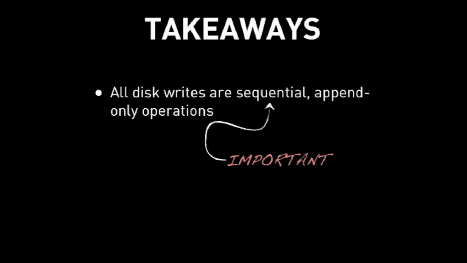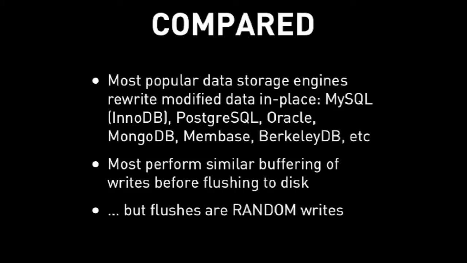Comparatively, most popular data storage engines use B-trees and use systems that rewrite modified data in place. So when they're doing a change, a modification, they actually go to the data where it sits and modify it. They do a little bit of buffering like we do with our memtables before it actually gets written out, but it's still random. They can try to polish it, but it's still going to be random.